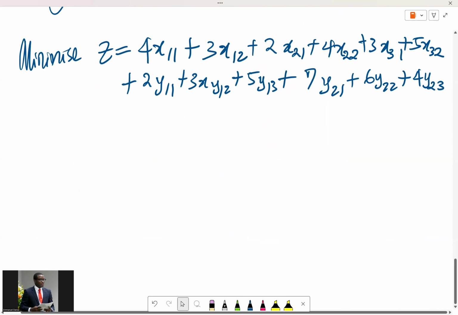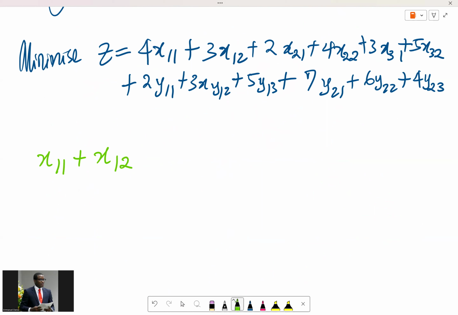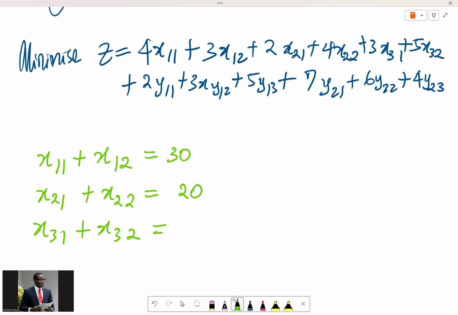So talking about the supply side now, it means that x11 plus x12 has got to be equal to 30. It's equal to 30 because there's a balance in the whole thing, right? But if there was no balance, if the supply side was bigger than the demand side, we'll be having less than or equal to 30. Then we have x21 plus x22 equals 20. And then we have x31 plus x32 equals 25.